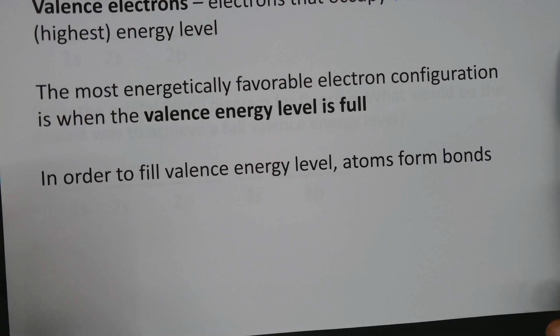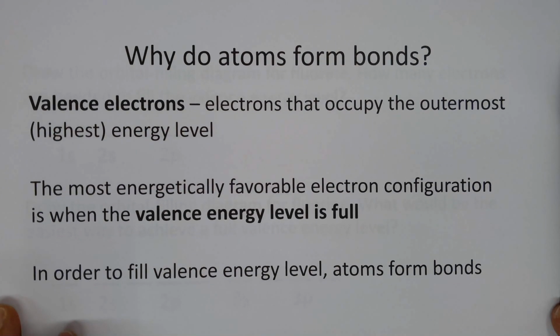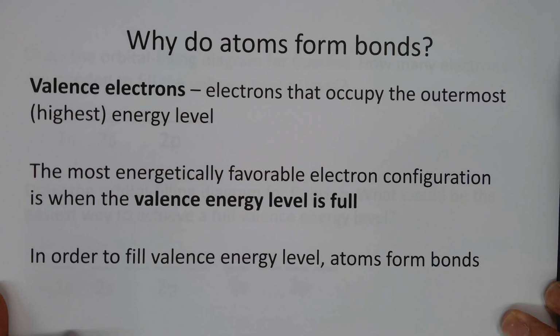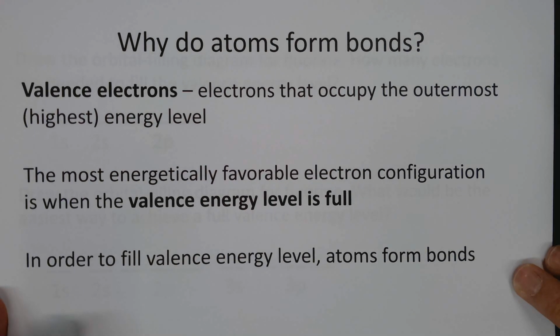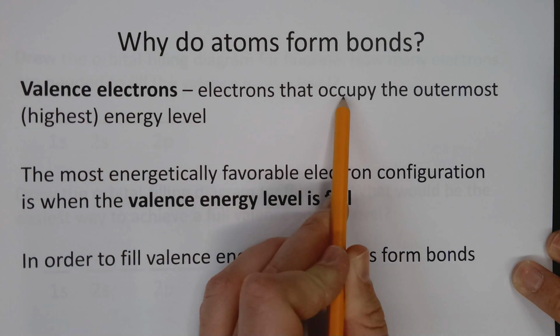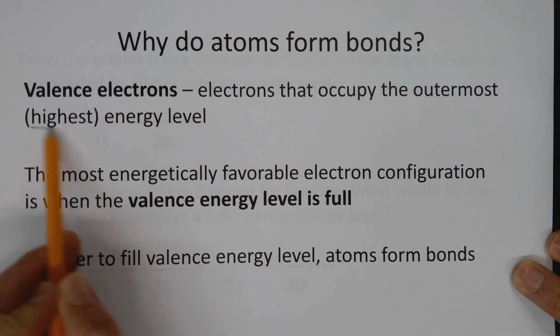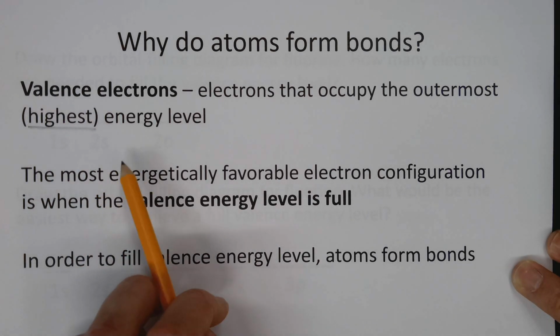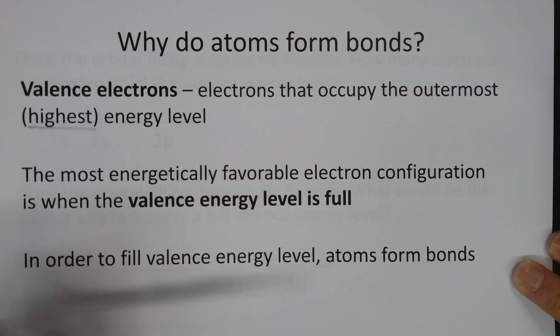All right, so why do atoms form bonds in the first place? Well, this all has to do with valence electrons, and that's why I've been introducing these concepts. So valence electrons, if you recall, are the electrons that occupy the outermost or the highest energy level. So these are the furthest from the nucleus. They're on the outside of the atom, and these are what are interacting with the rest of the world.